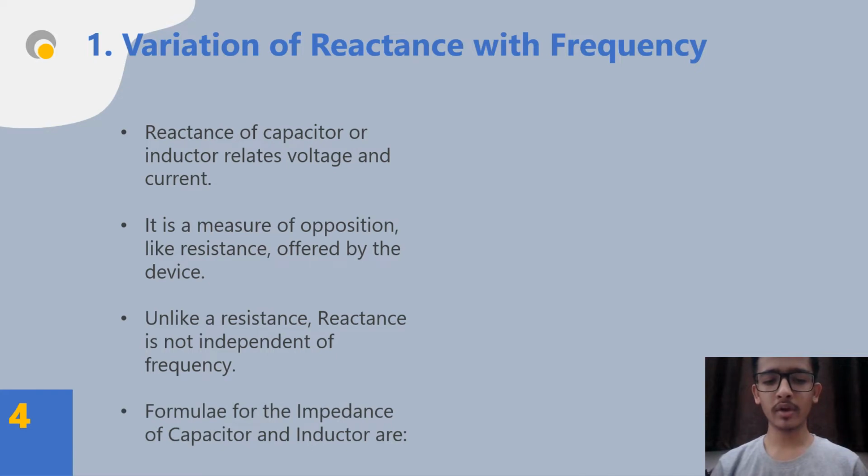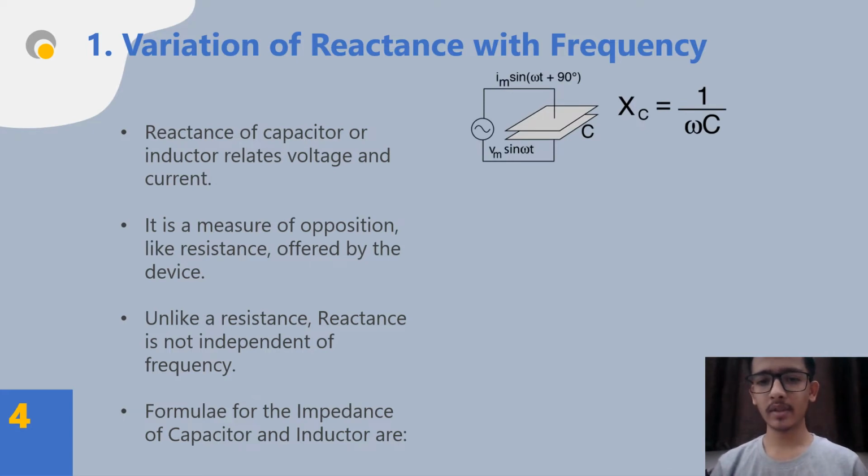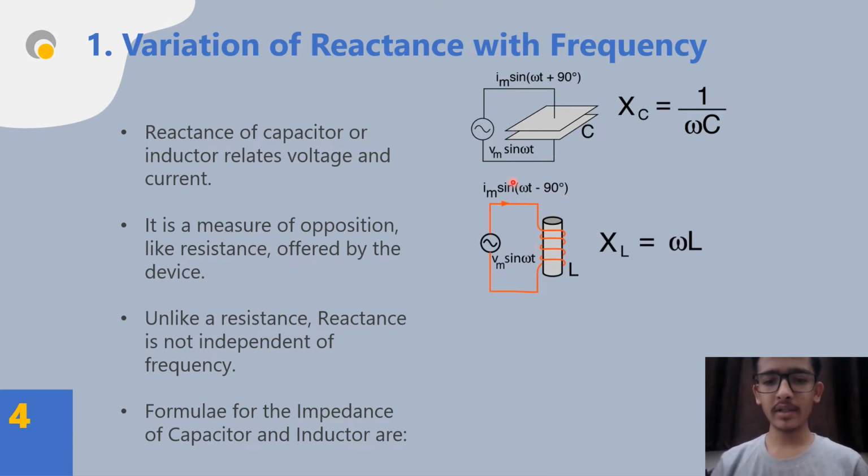And the formulas for the impedance or reactance of the capacitor and inductor are these. So this is a purely capacitive circuit, and as we can see, the current through the circuit leads the voltage applied across it by 90 degrees. Here we can see that the voltage leads the current and the current lags it by 90 degrees.